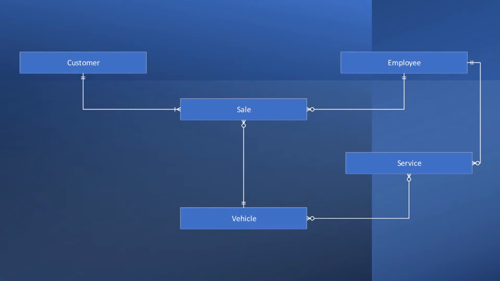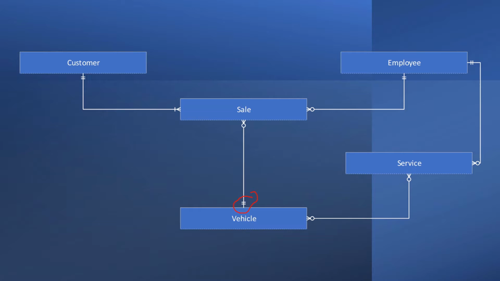The same goes for employees. Employees, though, can have zero or many sales. So maybe it's a mechanic and they don't have any sales. But a sale must always include one and only one employee, because we want to keep track for maybe commission reasons. A vehicle can be included in zero or many sales, in case we got a vehicle in, sold it, and then got it back and sold it again. So a sale, though, can only include one and only one vehicle.